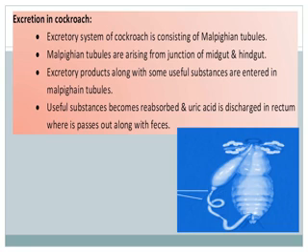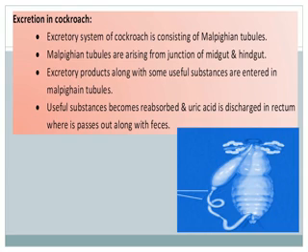Let's move to start excretion in cockroach now. The excretory system of cockroach consists of Malpighian tubules. Malpighian tubules arise from the junction of midgut and hindgut. Here in this figure is also showing this. These are the Malpighian tubules. These are very thin, delicate thread-like structures. These Malpighian tubules help in excretion in cockroach and insects.